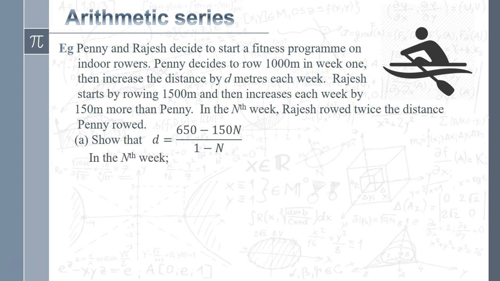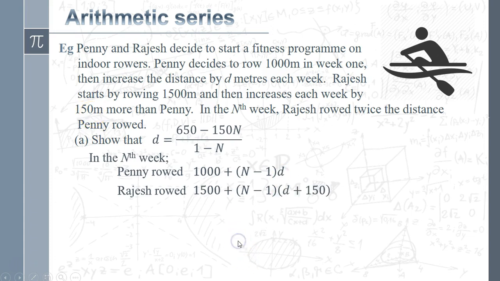So let's start off with Penny. In the first week, we've got A equals 1,000, and the increase is d each week, and we're doing it for capital N weeks. So we get that. For Rajesh, his initial distance was 1,500, and the increase is Penny's, which is d, plus an extra 150. So what we end up with for Rajesh is that one.